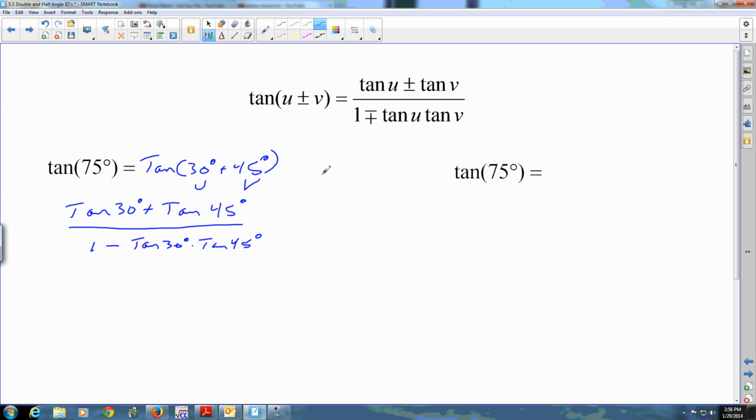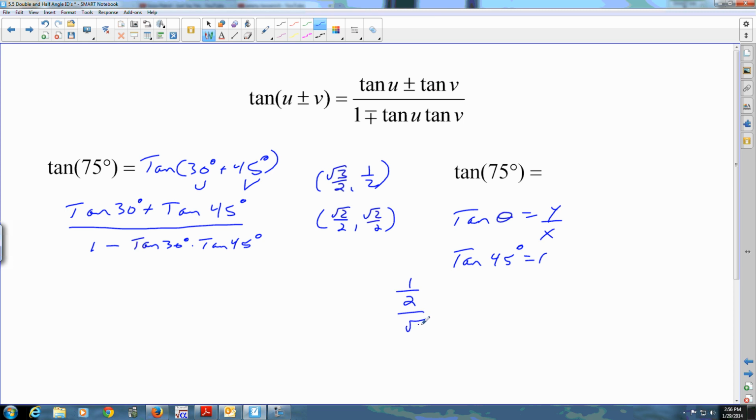So 30 degrees is square root of 3 over 2, a half. 45 is square root of 2 over 2, square root of 2 over 2. And remember, tangent is your y over your x. Okay? So tangent of 45 is going to be pretty easy. Tangent of 45 is 1. Okay? Tangent of 30, however, is a little bit harder. So that's a half over square root of 3 over 2, times 2 over the square root of 3 is 1 over the square root of 3.